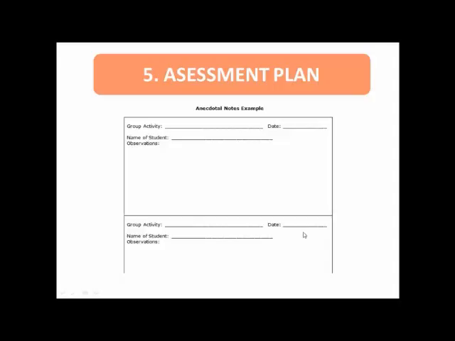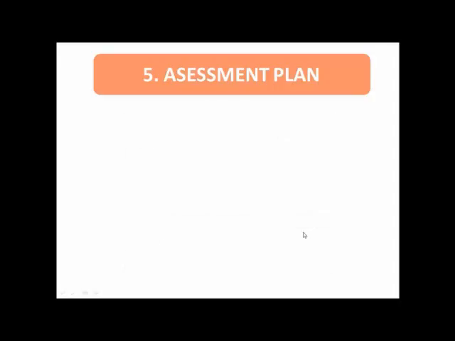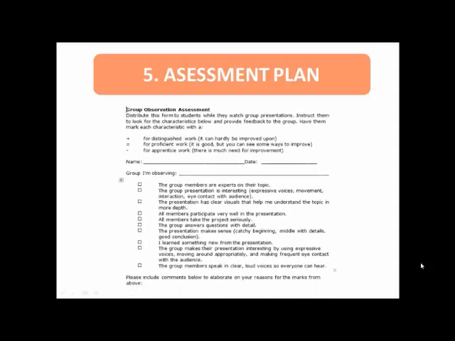Anecdotal notes collected from observations are used by teachers throughout the unit as evidence to assess the student's final product. When the project is completed and presented by students, the teacher has students evaluate the characteristics of quality work by assessing their peers' work and assess their collaboration skills using group observation assessment.